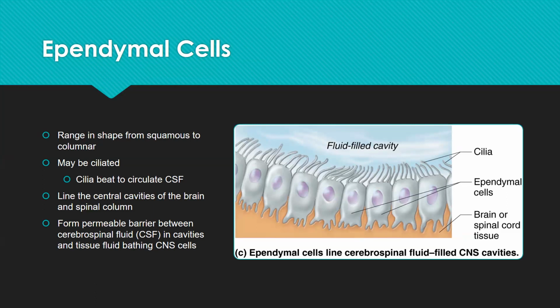They help create your permeable barrier between your CSF as well as your brain. So they're creating that barrier between the two. They're not providing nutritional support. They're not defending from anything. They're really creating a barrier, and they're helping circulate CSF in the central nervous system only.